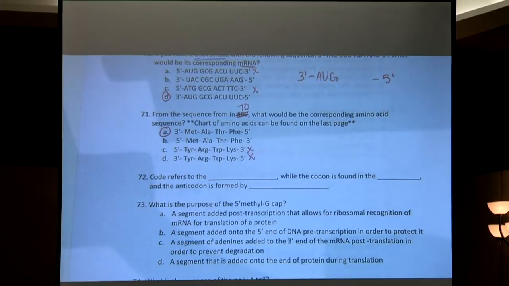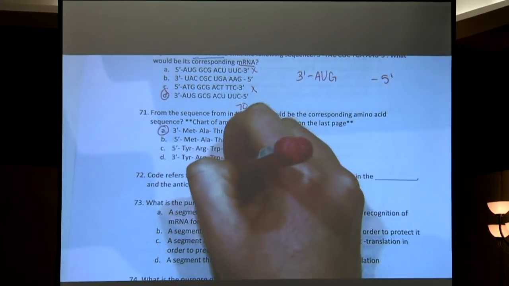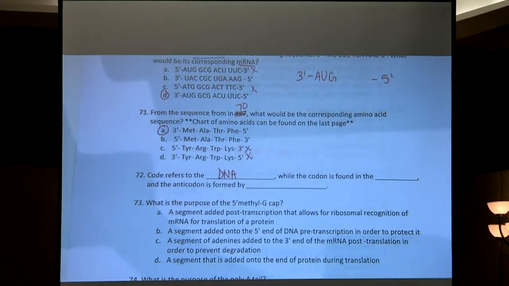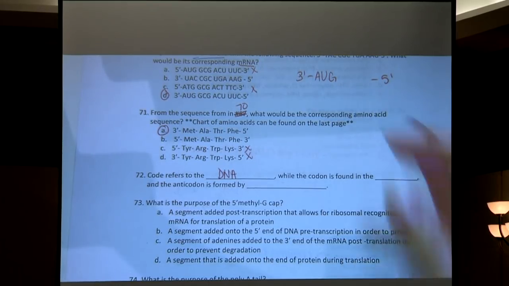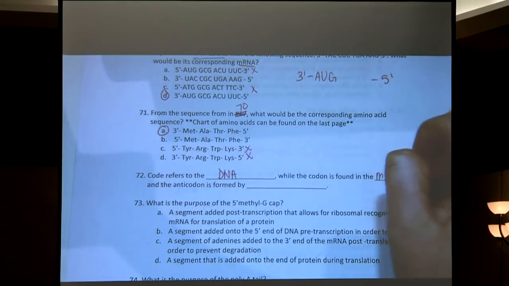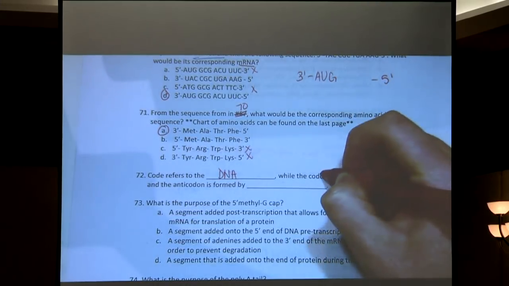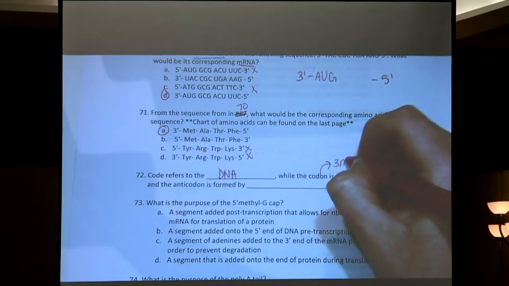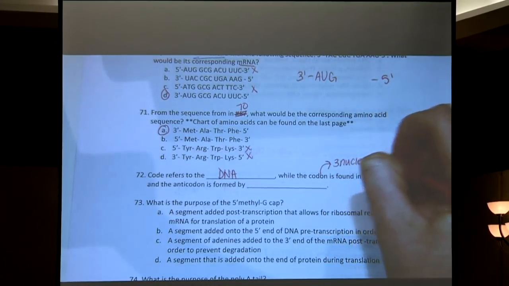So for 72, your code refers to the what? Our code is going to be referring to our DNA. In this case, our codon is found in the what? Our codons are going to be found in our mRNA. Remember, the codon is the 3 nucleotide sequence.